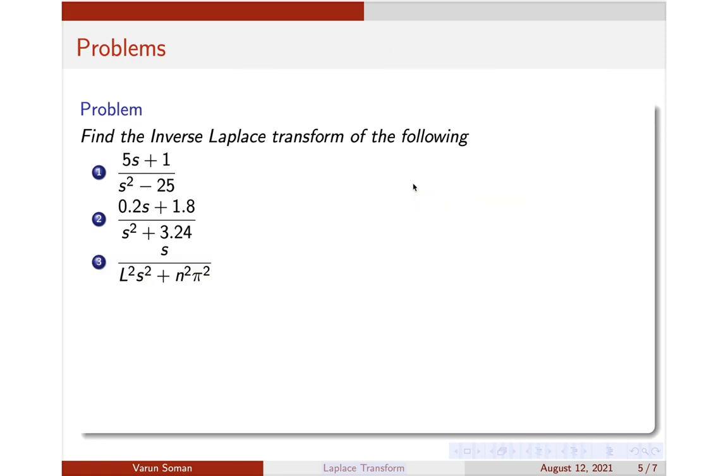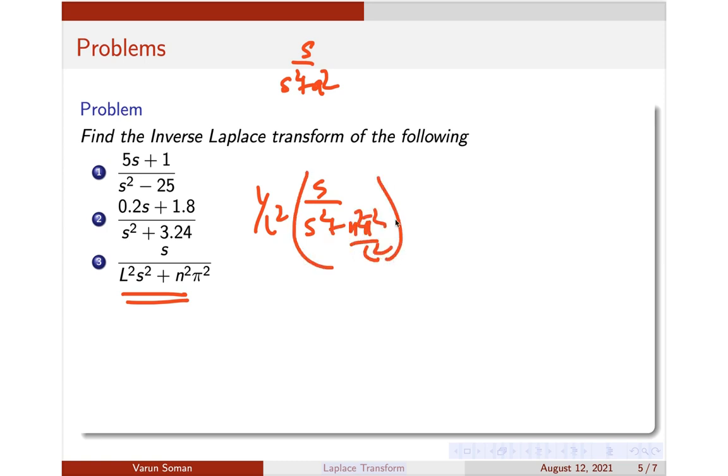And in a similar way, this one also you can bring in the form of s by s square plus a square by a small manipulation. How can you do that? Because here L, n and pi are constants. So if I take L square outside, you will get this as 1 by L square into s by s square plus n square pi square by L square. So it is similar to your s by s square plus a square.